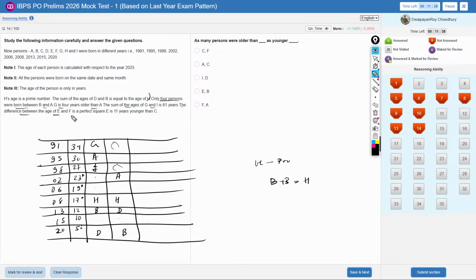The difference between the ages of E and F is a perfect square. E and F perfect square here, here with 19, not 11, not 20. Okay, E and F is 11 years younger than C. C, F, I, G. Okay, I don't know.